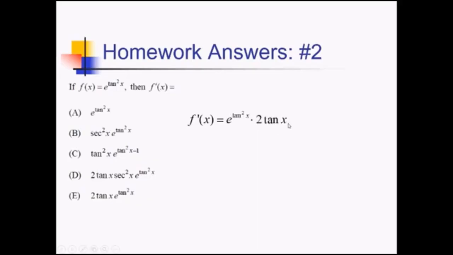And finally, we have to take the derivative of tan itself, which is going to be secant of x, tan of x. Actually, no, it's going to be secant squared of x. There we go. Let me just rewrite this in a slightly easier to read order. So 2 tan of x, secant squared of x, e to the tan squared of x. That's going to be answer choice D.